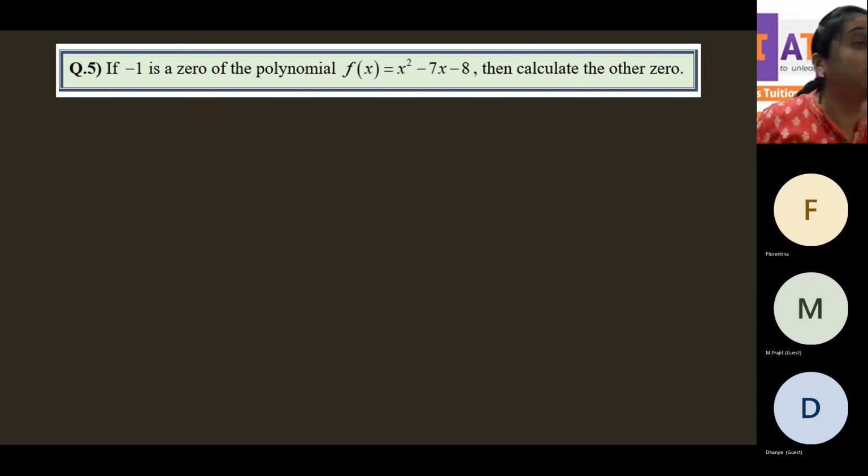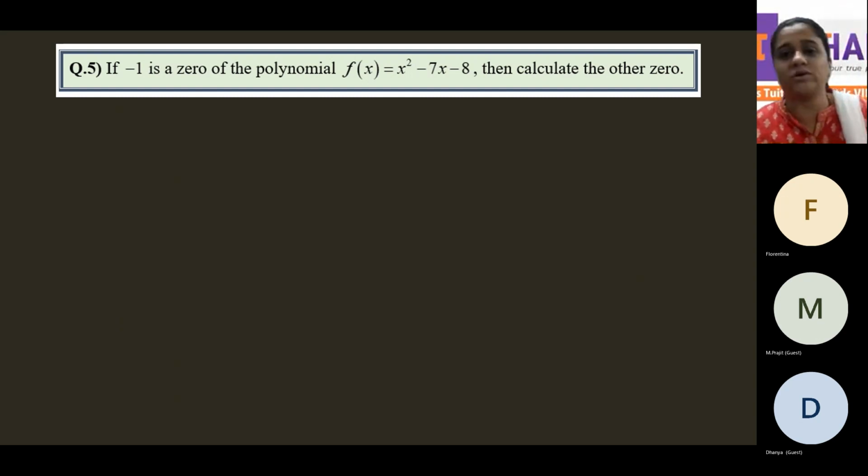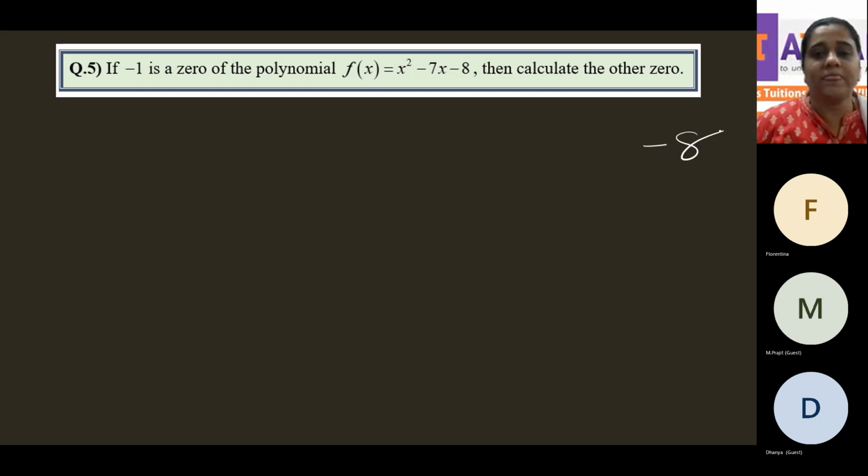Oh, sorry. This is the question. How much? Minus 8. Okay. So Madhumita says the other zero is minus 8. So let's see. Plus 8. Okay.